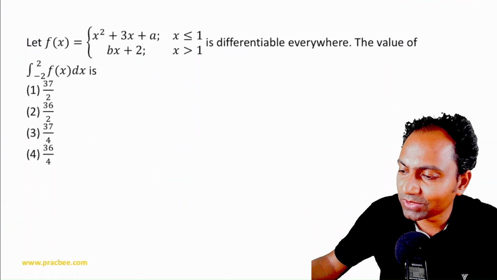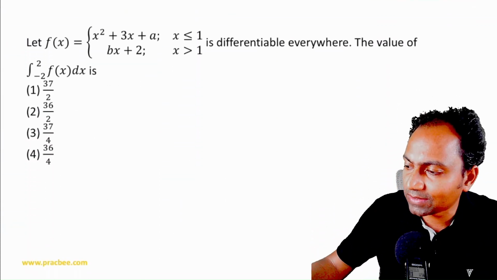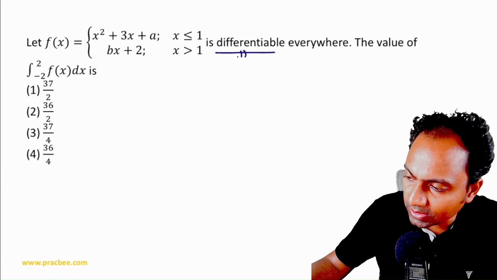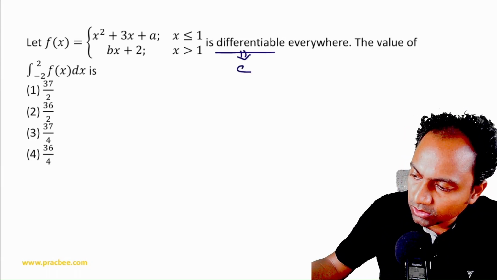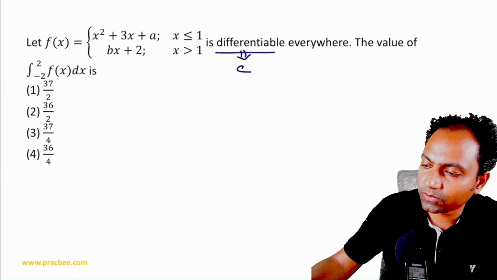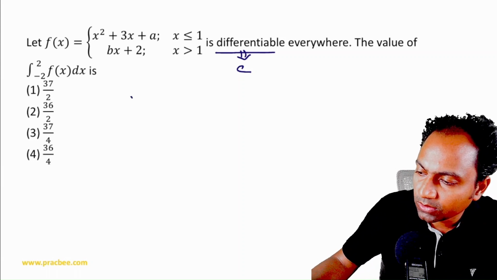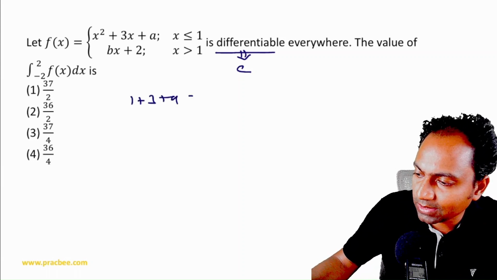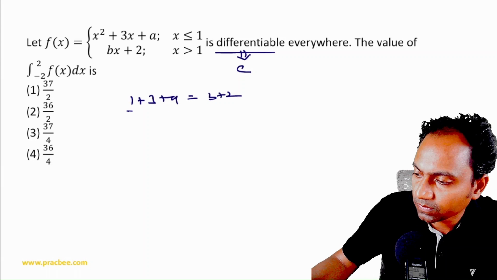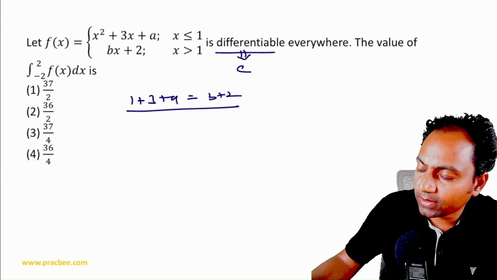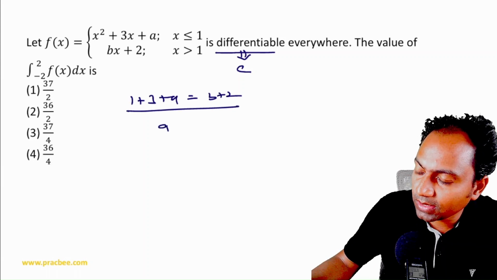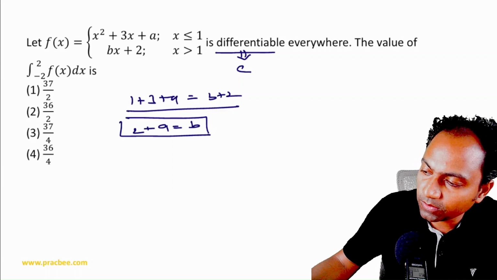If I move to this next question, it talks about a function that is given as differentiable. If something is differentiable, it is bound to be continuous also. So using this I can find the value of a and b. If I apply the condition of continuity, 1 plus 3 plus a should be equal to b plus 2. And if I see this, what you will get is nothing but a plus 2 will be equal to b. This is what I am getting from continuity.